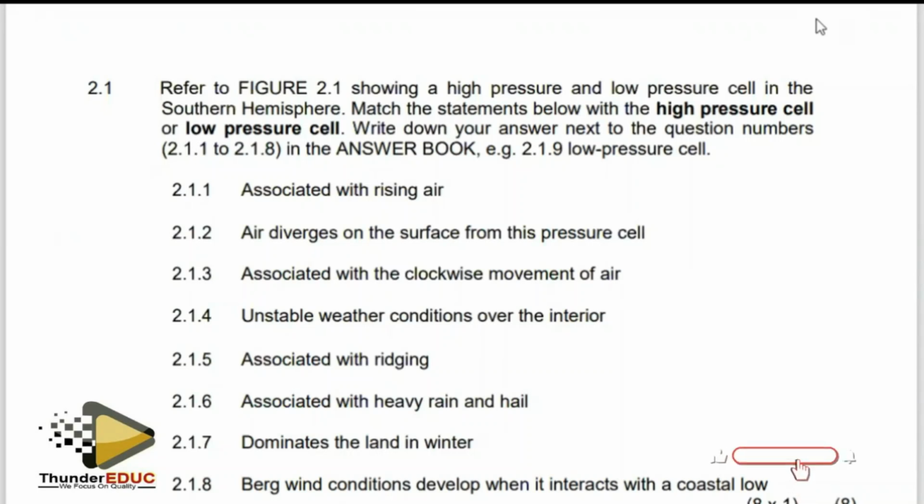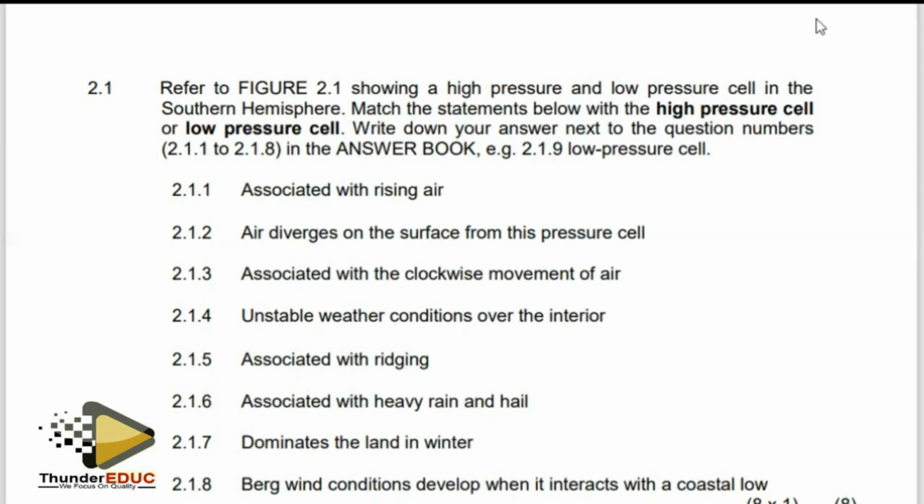Back to climatology and morphology once more, because this is where we find most challenges. All right. They say, refer to figure 2.1 showing a high pressure and a low pressure cell in the southern hemisphere. Match the statements below with the high pressure cell or the low pressure cell. Write down your answer next to the question numbers 2.1.1 to 2.1.8 in the answer book.